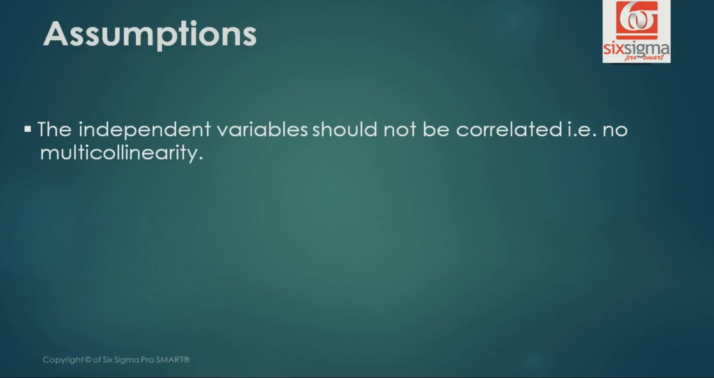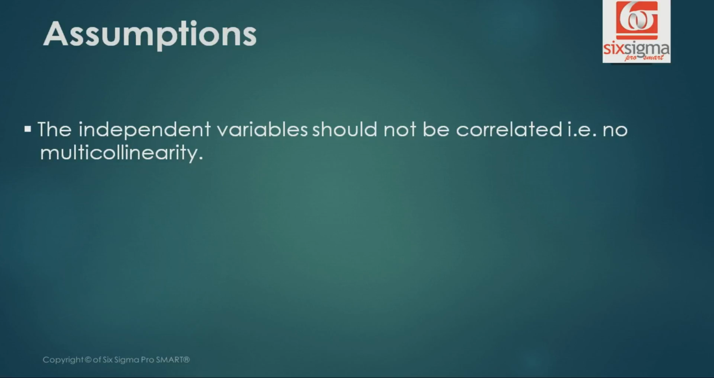Second assumption is that the independent variables should not be correlated. That is, there should be no multicollinearity. That reminds me, in case you have not seen our video on correlations, please go ahead and watch that. I'm providing the link here. I think it will be a helpful source.